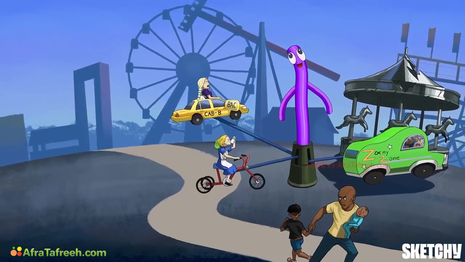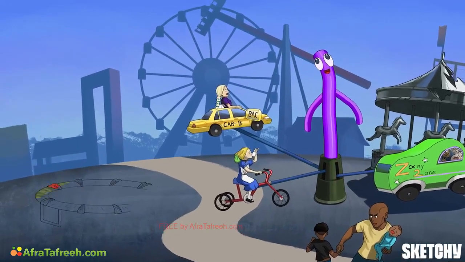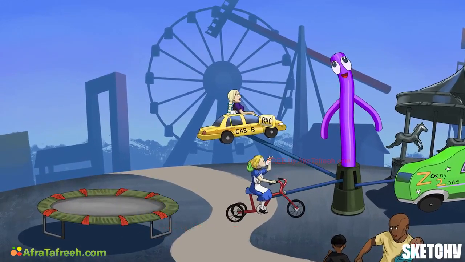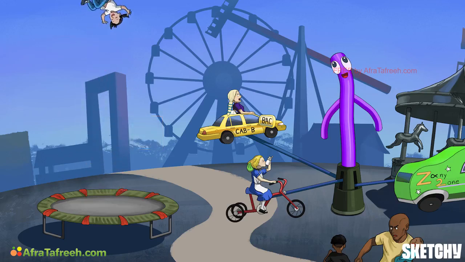For the rest of the sketch, we're going to focus on dantrolene, a direct acting muscle relaxant. To complete this fair's collection of sketchy rides, here is a trampoline that's made of muscle fibers to help you recall dantrolene, which acts directly on skeletal muscle. Certainly an interesting ride.